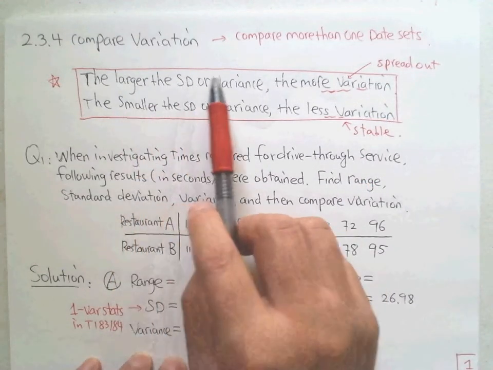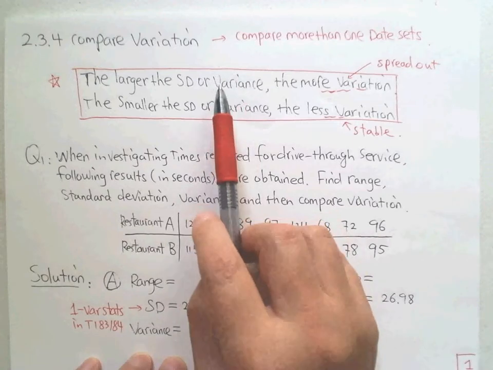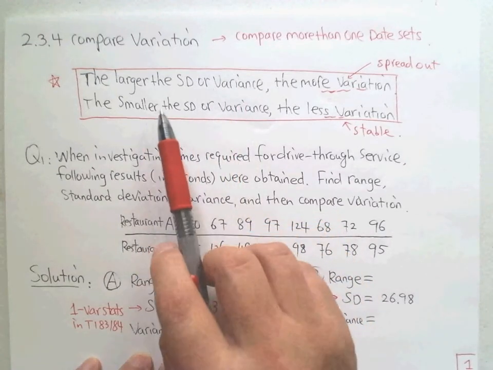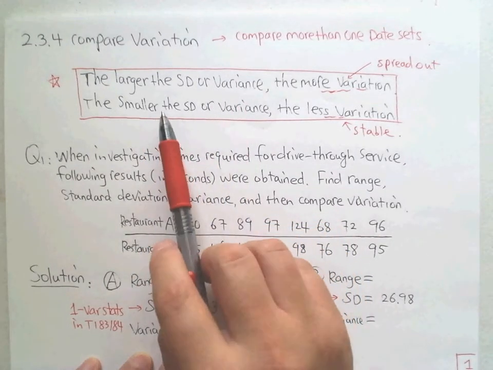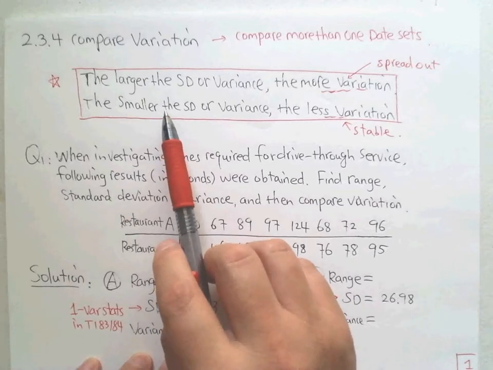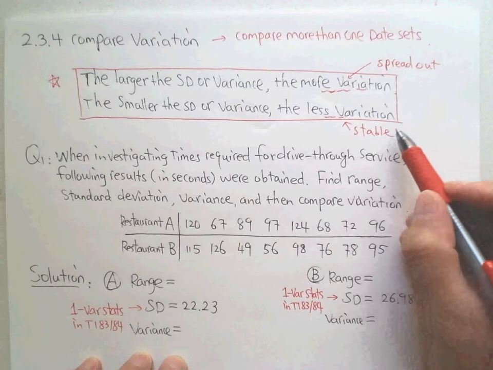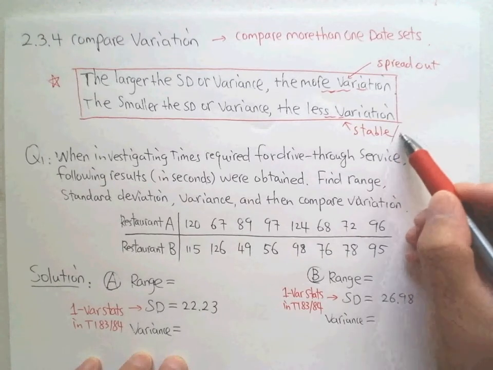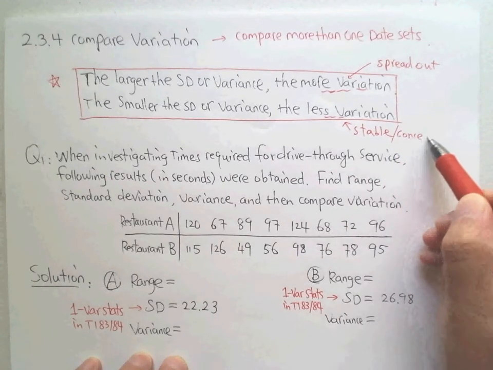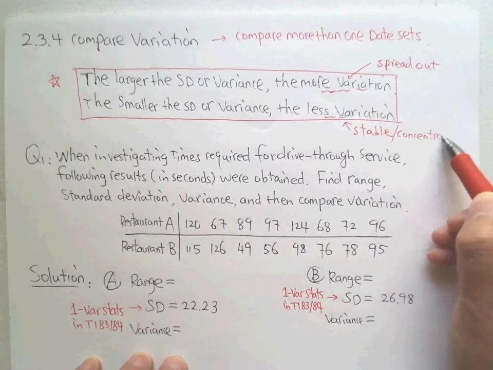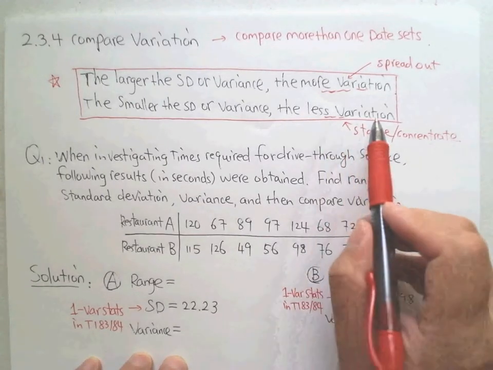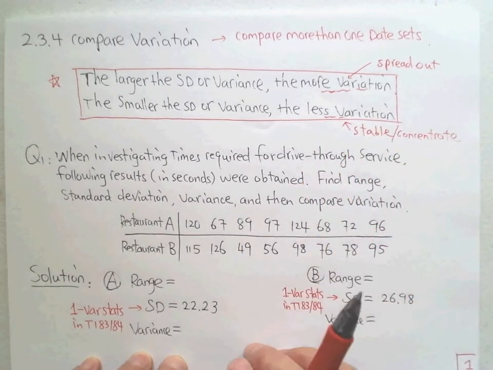So the opposite, if the standard deviation or variance is small, it means what? It's not spread out, it's concentrated, or means stable, okay, of the data. It's stable or concentrated to the mean. In this case, there is less variation. Okay, variation means standard deviation or variance. You just think about the variance.